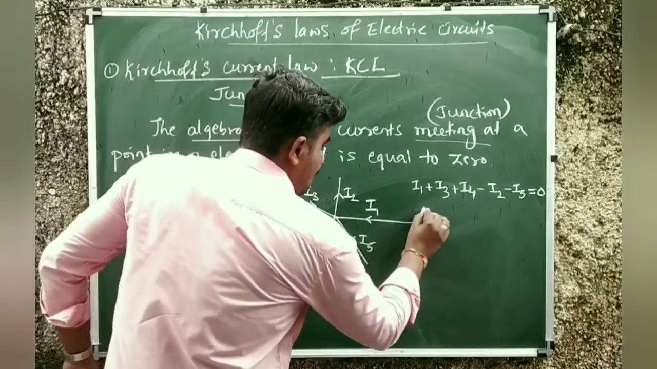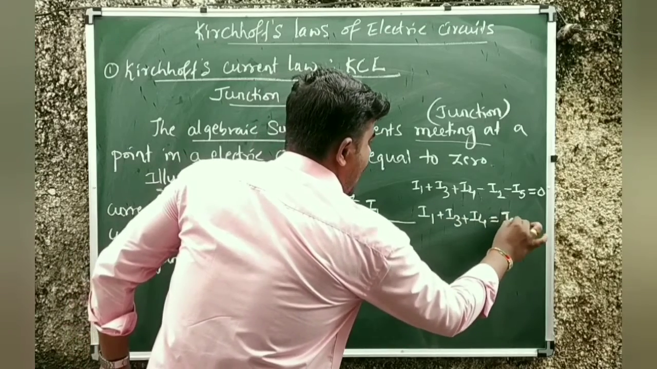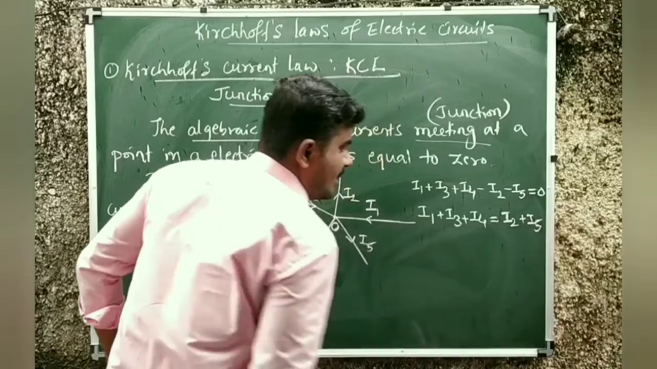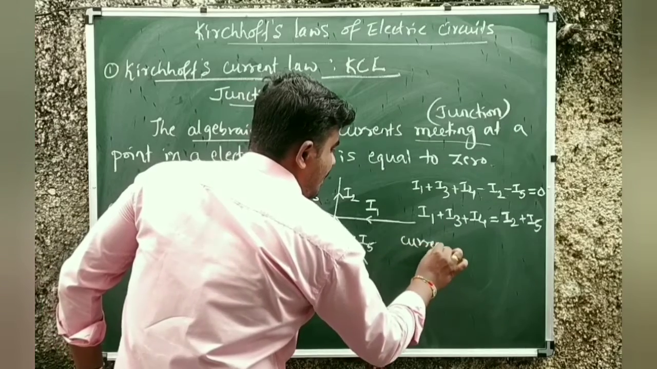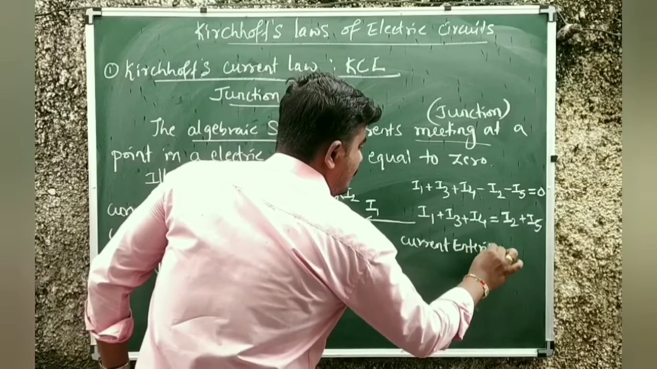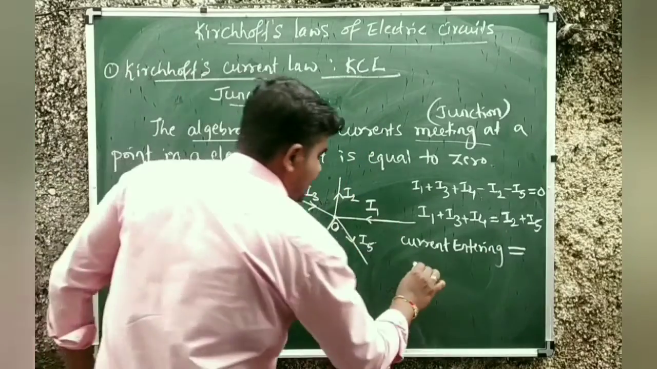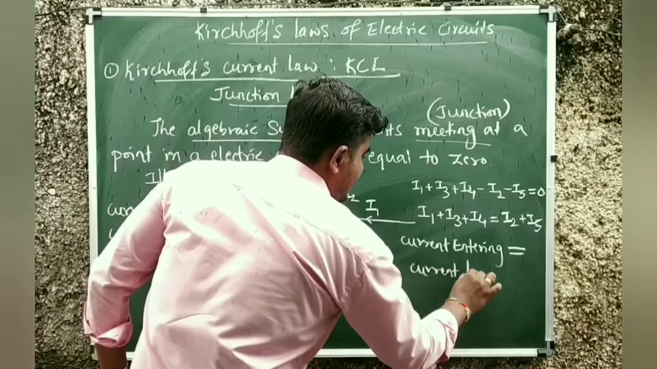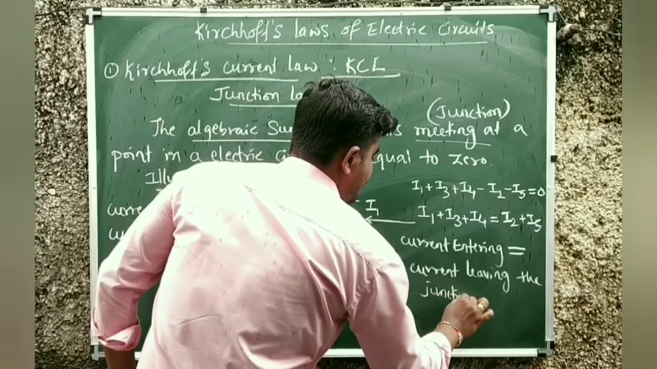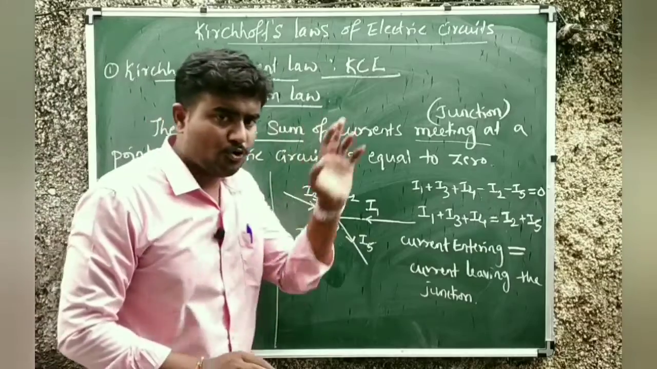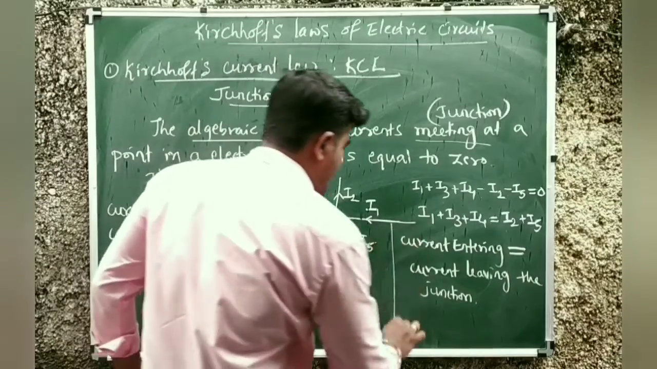Therefore, I1 plus I3 plus I4 is equal to I2 plus I5. This way also I can write: I1, I3, I4 are currents entering the junction, equal to I2 and I5, currents leaving the junction. Therefore, Kirchhoff's current law I can also treat this way: current entering the junction must be equal to current leaving the junction. This is also one statement.